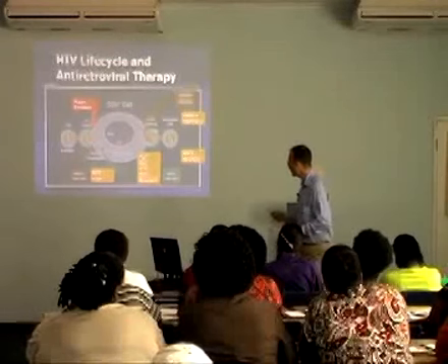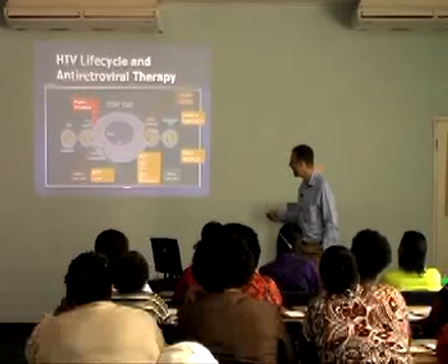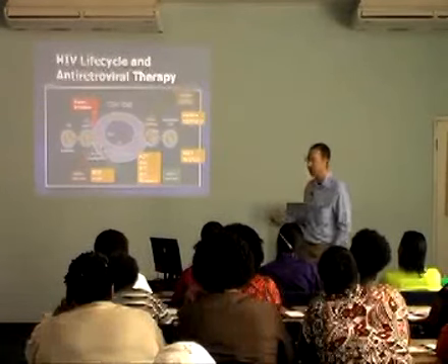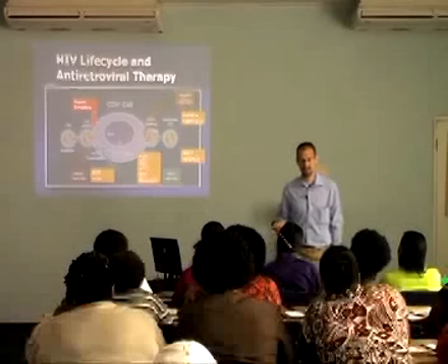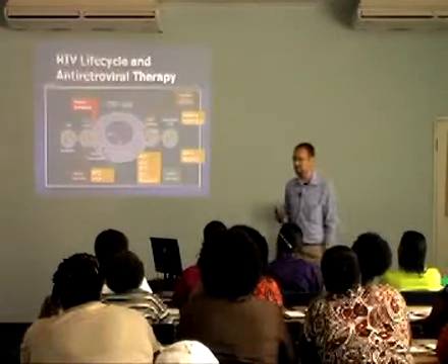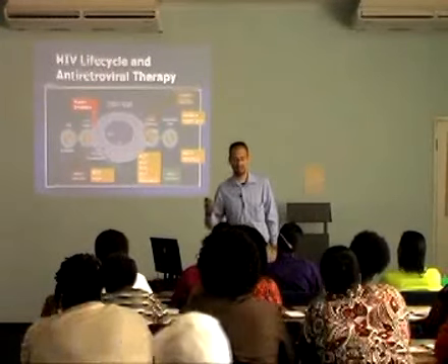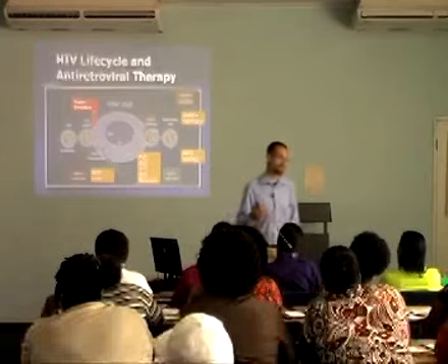Okay. So some of the other new medicines, like the fusion inhibitors and the CCR5 inhibitors, work at this stage, where the virus binds to the CD4 cell. Okay? And without the HIV virus able to bind to the CD4 cell, then it can't enter the cell, and it can't infect the cell, so it can't destroy the cell.